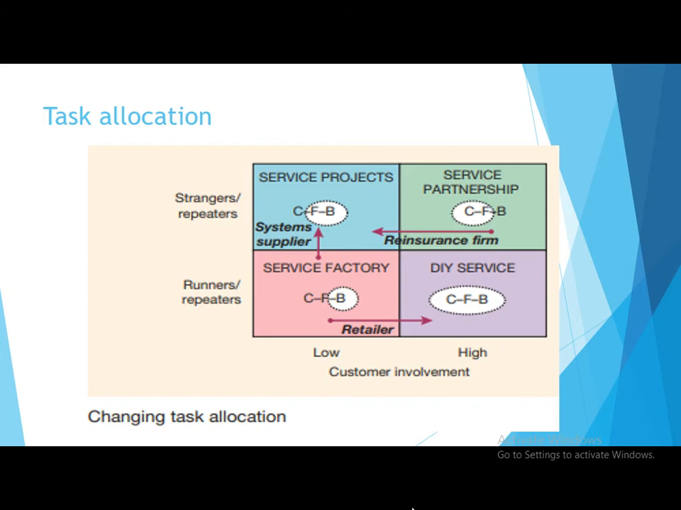Task allocation. The operations manager must make the decision as to which task is carried out in the front office, which in the back office, and which by the customers. As the service concept extends or changes, it is likely that the positioning of the service, as shown in this particular figure on the display, will also change, and so too will the allocation of tasks. This figure illustrates some examples of task reallocation which are described here.